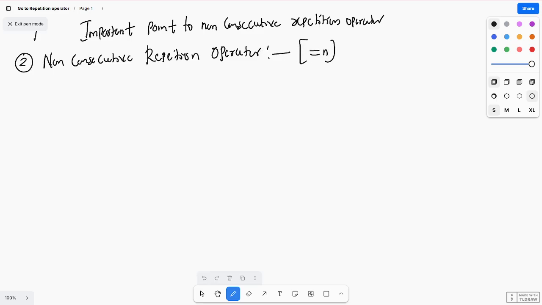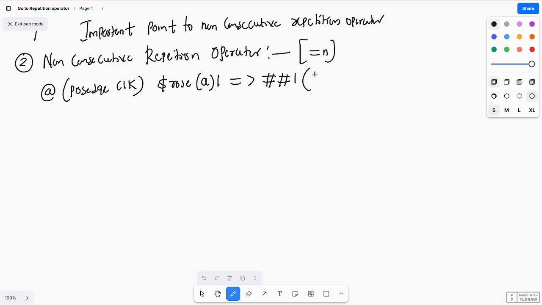Let us take one scenario: at the positive edge of the clock, $rose(A), then a non-overlapping implication operator with one delay, then B is repeated two times, and afterwards C should be equal to 1. This is the scenario.